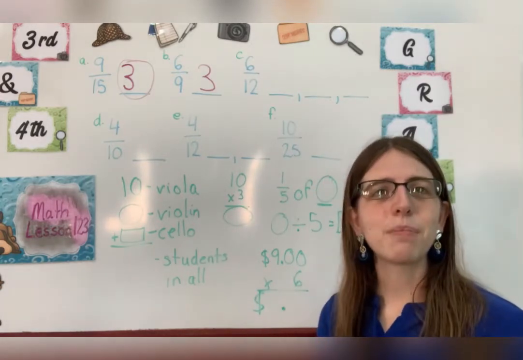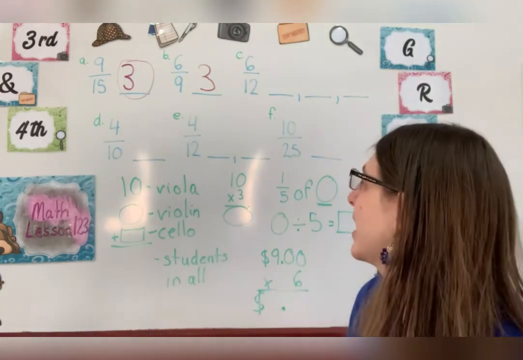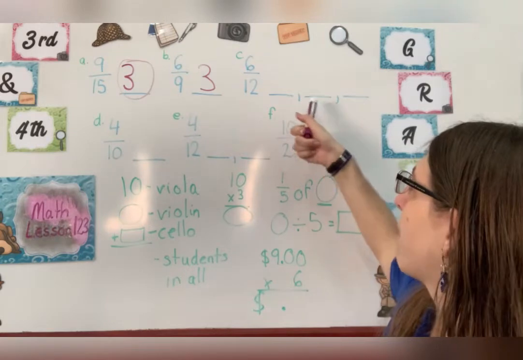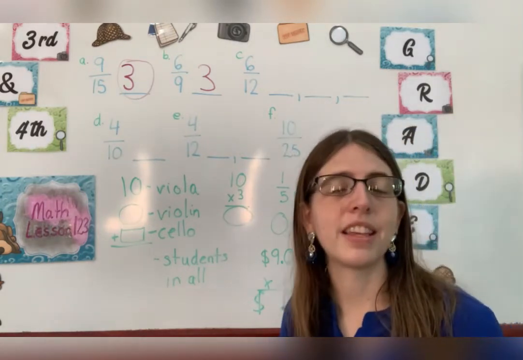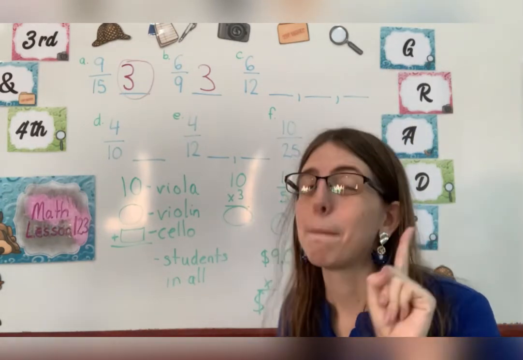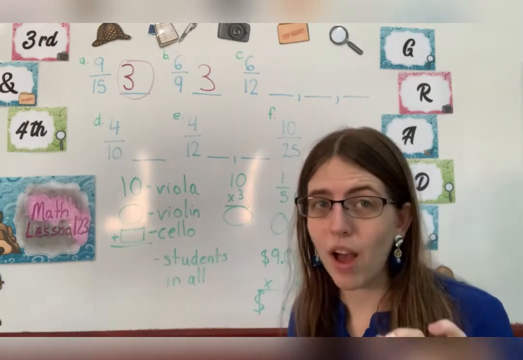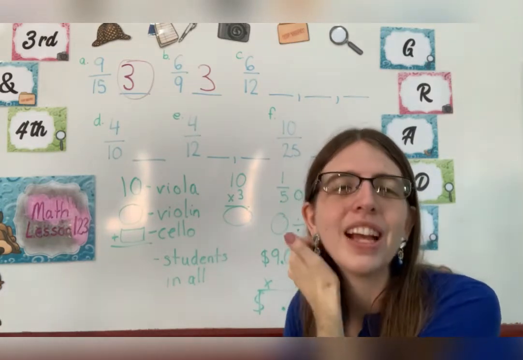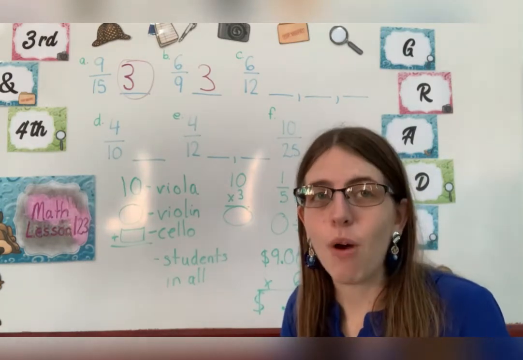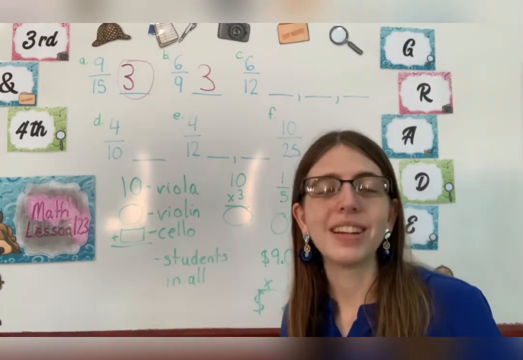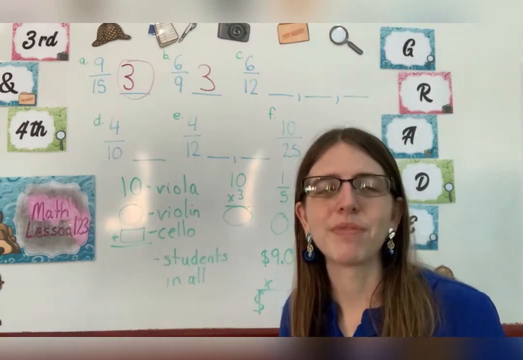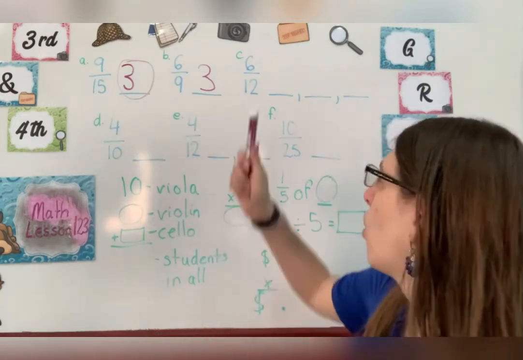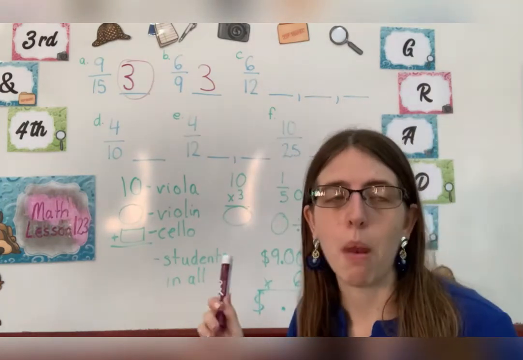Okay, let's move on to letter C. 6/12. I see I have 3 spaces here, so that means that there are 3 numbers besides 1. No 1, no uno, okay? So there are 3 numbers besides 1 that I can divide both 6 and 12 by. Let's find them.